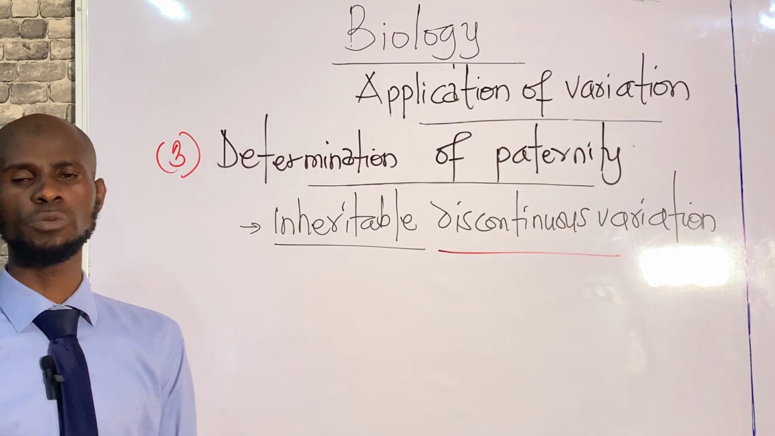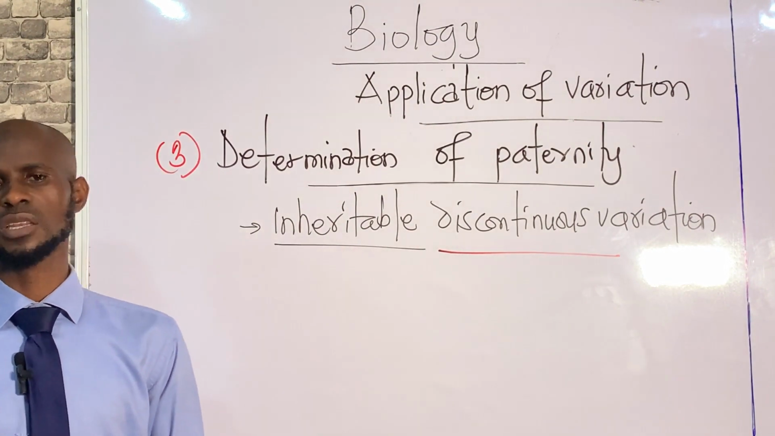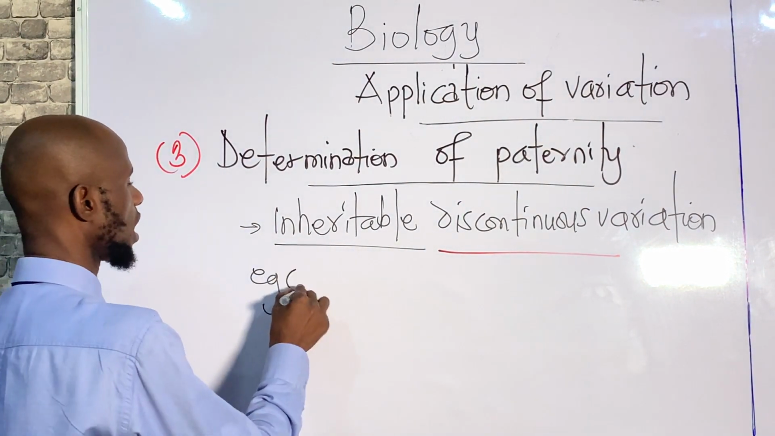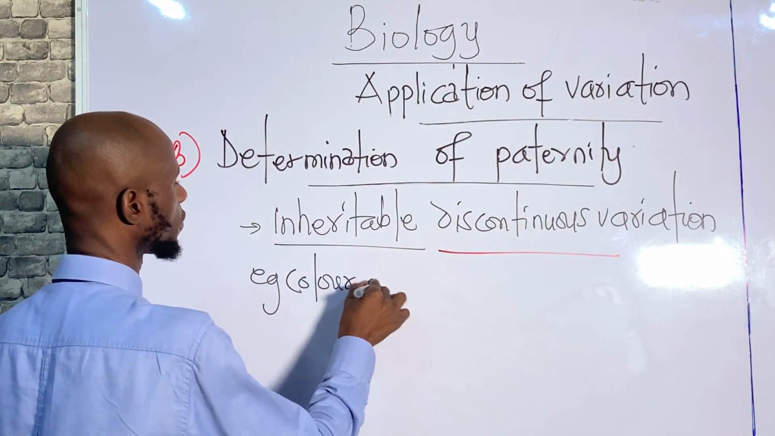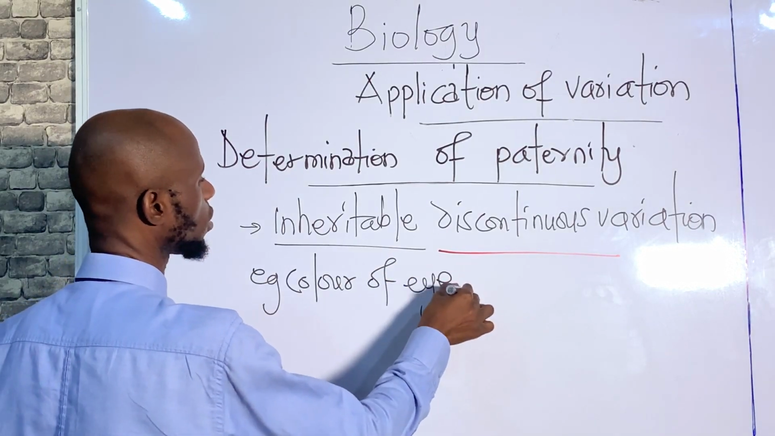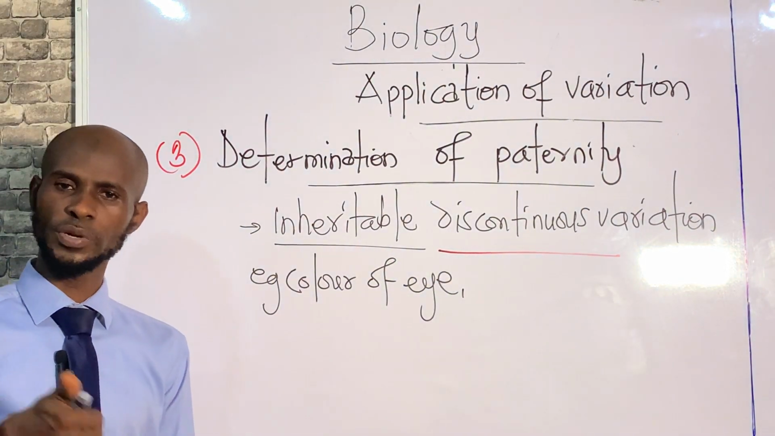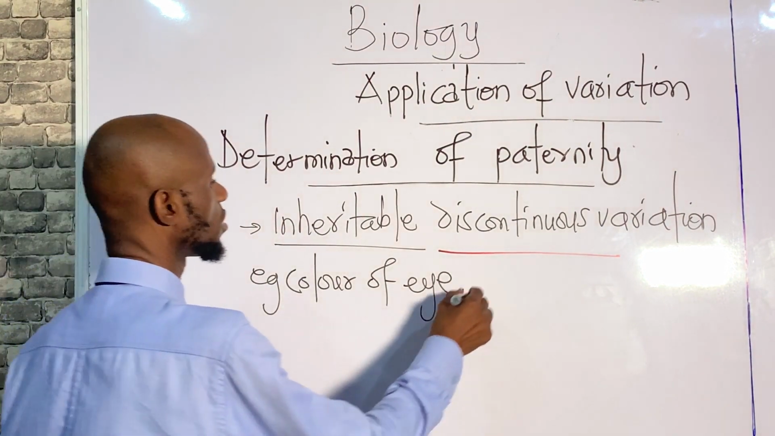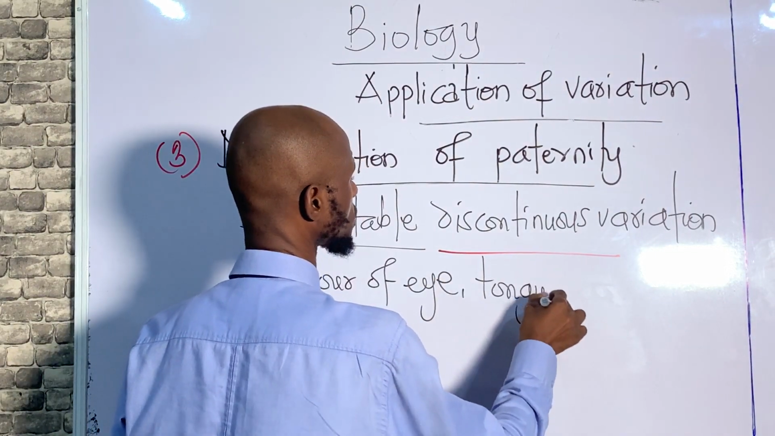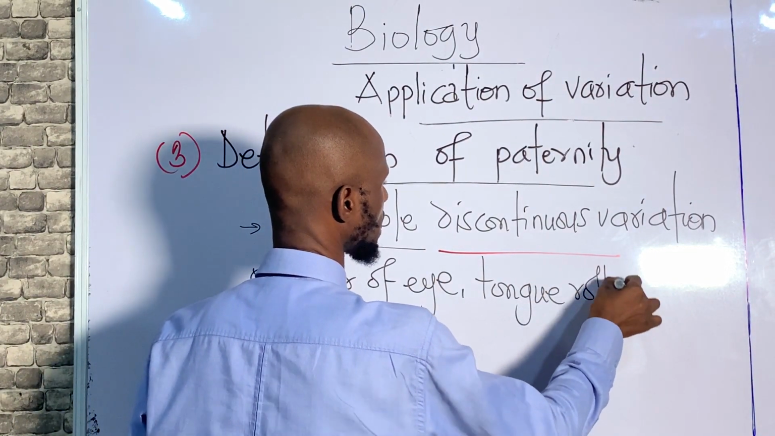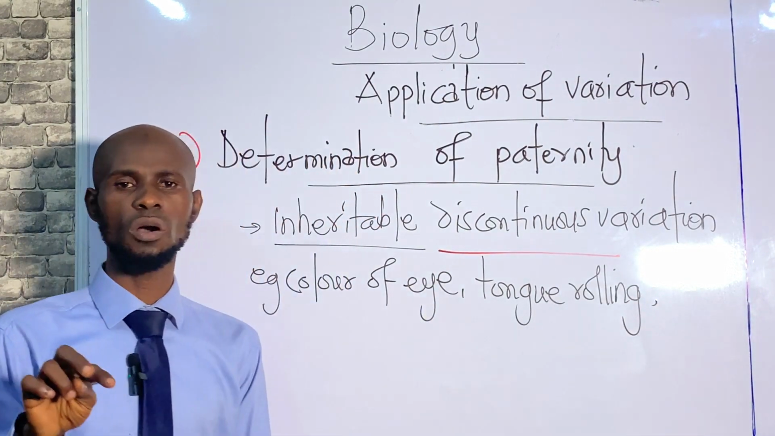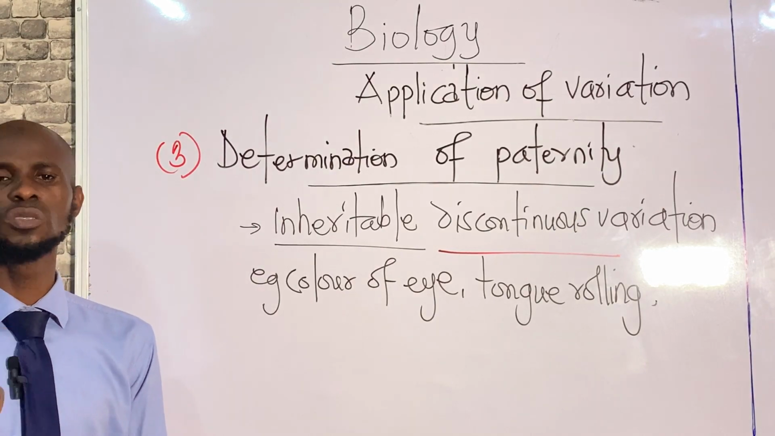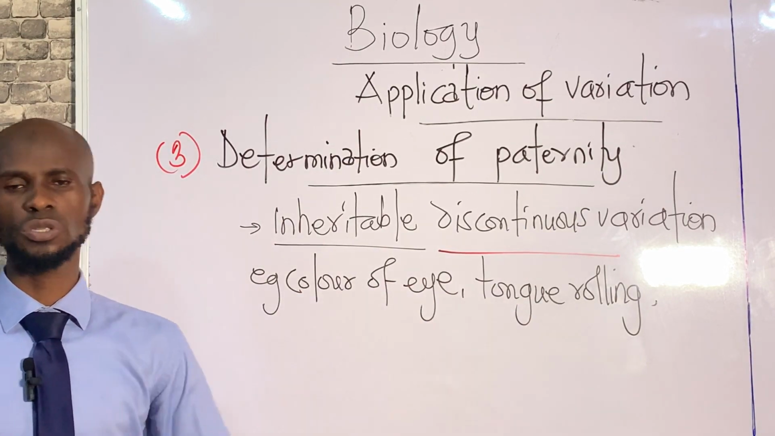I've given you a lot of examples on discontinuous variation in the last class. So let's highlight them. Number one, we have the color of the eye, and don't forget that the color of the eye are just three. It's either blue, brown, or black. Another one is tongue rolling. And don't forget that it is either you can roll the tongue or you cannot roll the tongue. That is why it is discontinuous. There is no large transition between two extremes.